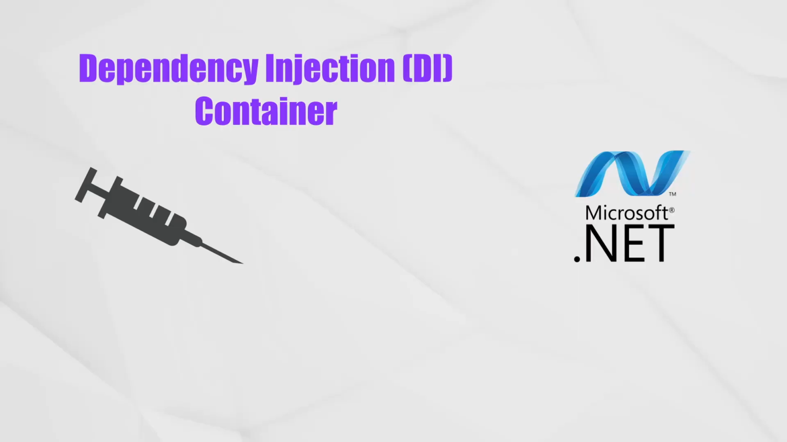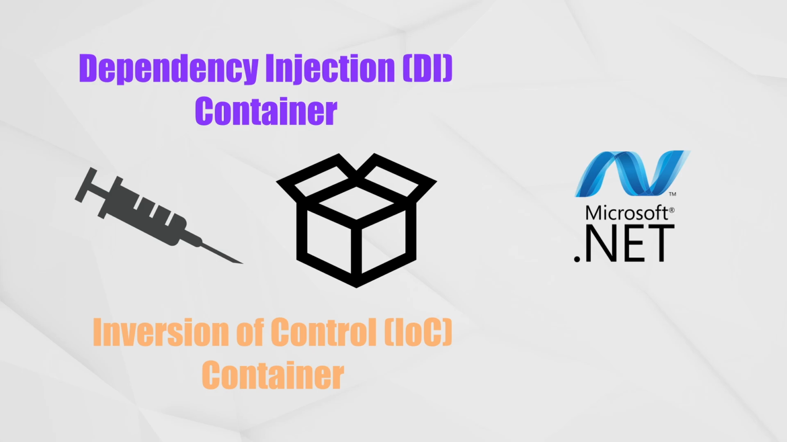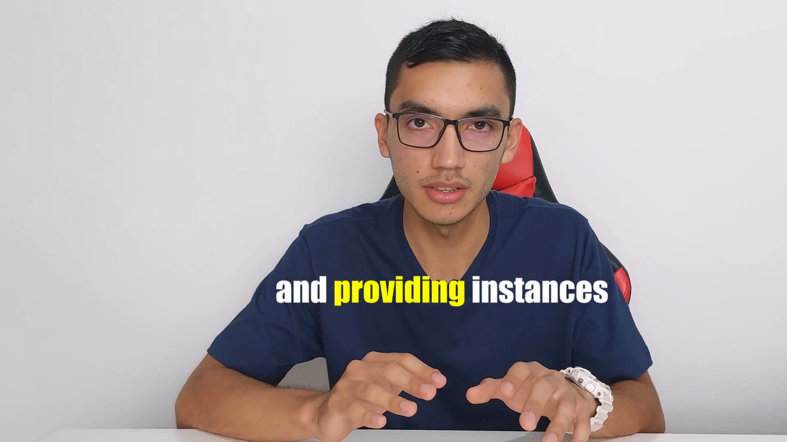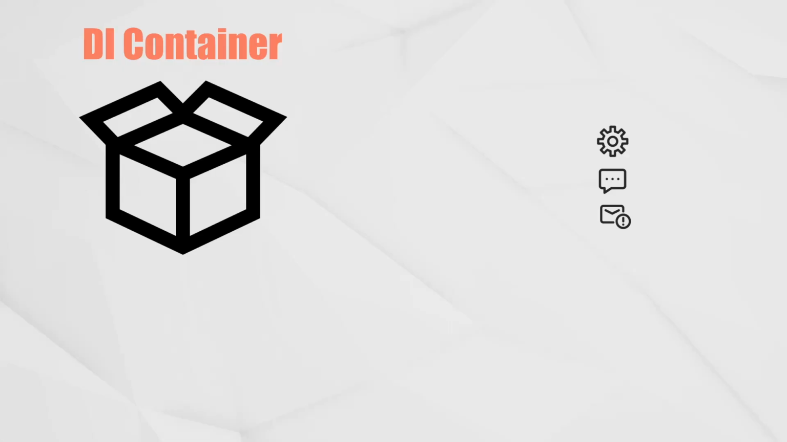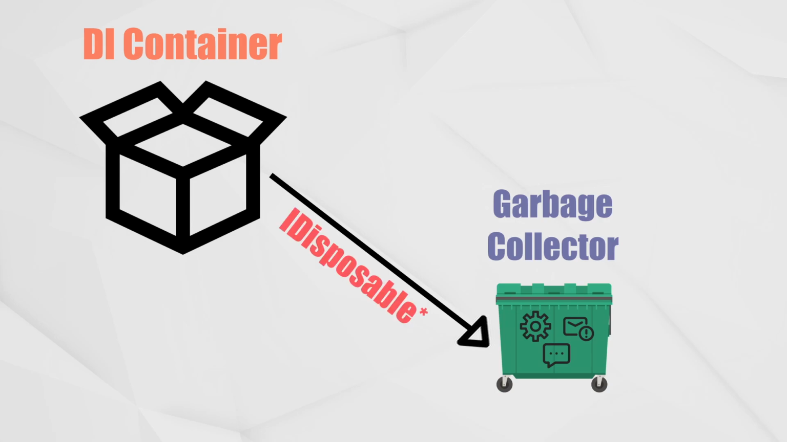ASP.NET Core provides a built-in dependency injection container, also known as the inversion of control container. It's responsible for managing dependencies and providing instances of required services. Dependencies are managed during a determined lifetime. When the lifetime is over, the dependency is automatically released to the garbage collector by using the IDisposable interface.